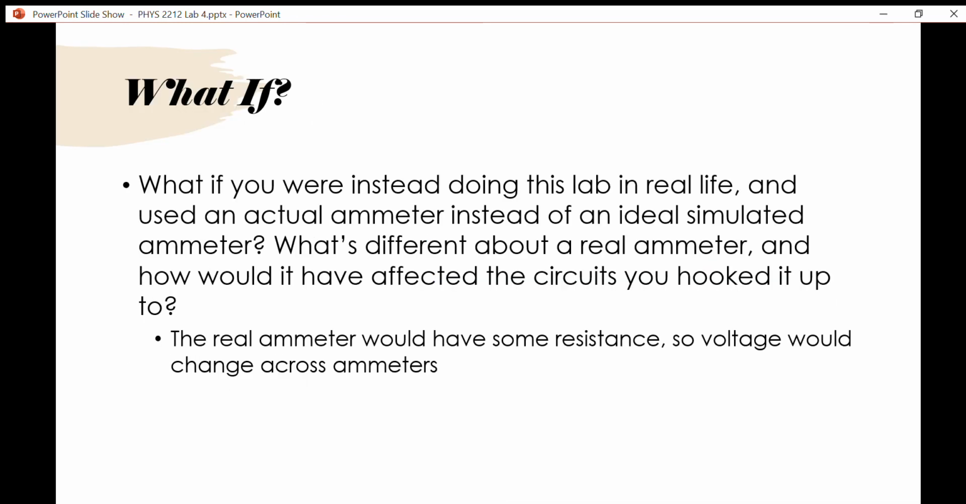So what if you were instead doing this lab in real life and used an actual ammeter instead of an ideal simulated ammeter? What's different about a real ammeter, and how would it have affected the circuits you hooked it up to? So a real ammeter would have some resistance to it, so voltage would change across ammeters, and you have to account for that.